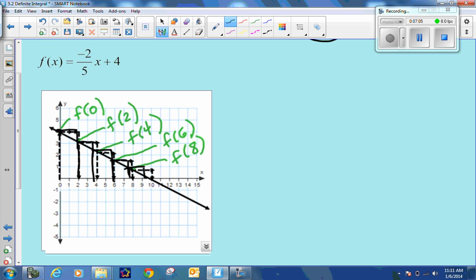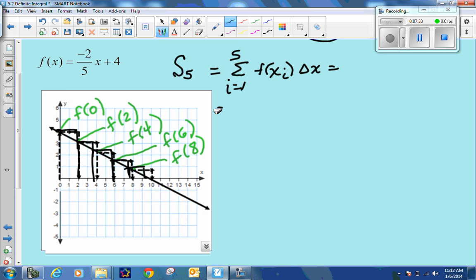And it says to evaluate the Riemann sum. So the Riemann sum says we are going to do the sum from i equals 1 to 5 of f of xi times the change in x. Okay, so this is technically S5. A summation, remember, is just another way of writing a sum.